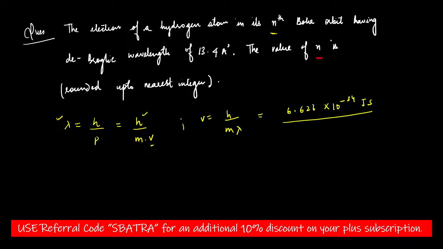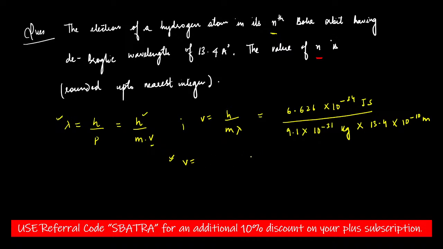Let's take the mass value. The mass is 9.1 into 10 to the power minus 31 kg. And the lambda value given here is 13.4 angstrom, so we'll convert angstrom to meters: 10 to the power minus 10 meters. This is your expression. Now you can calculate the velocity. Just calculate these values and tell me what value of velocity you are getting.